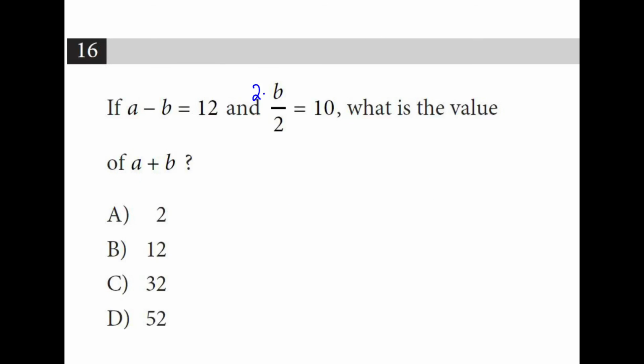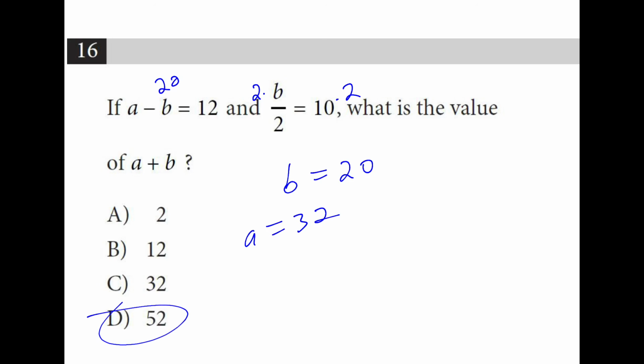If I multiply by 2 on both sides, I have that b is equal to 20. Plugging that in here, what minus 20 is 12, so a is equal to 32. If I add these two together, I get 52.